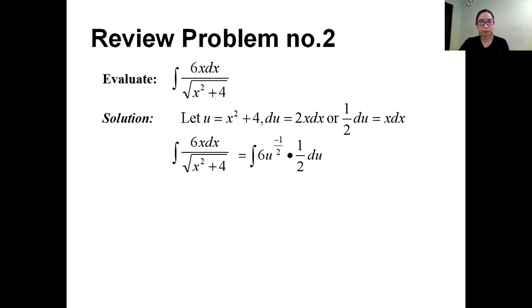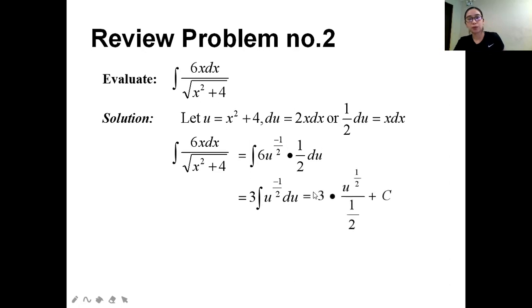So we simplify the integral function. So 6 divided by 2 is 3. So 3 integral of u to the power of negative 1 half du. Okay? So negative 1 half plus 1 is positive 1 half. So u to the power of positive 1 half over positive 1 half plus c.